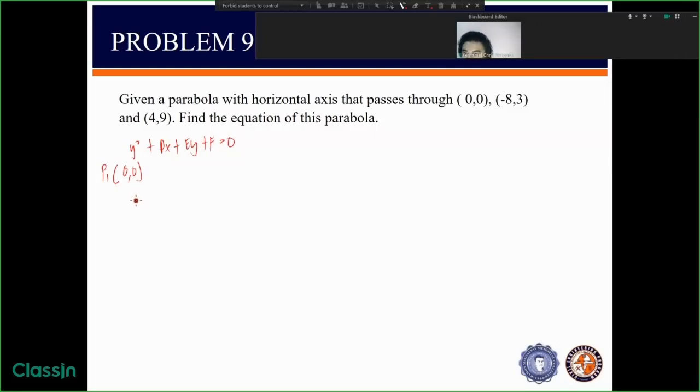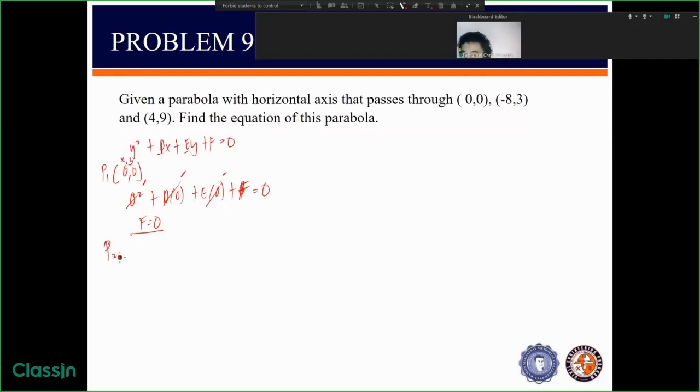So, we have 0 as x, and this is y. They are the same, 0. We have 0 squared plus d times 0 plus e times 0 plus f equal to 0. So, this is 0, 0, 0. Therefore, our f here, which is the constant of this equation, is equal to 0. So, we already got f. We are only missing d and e to form the general equation for this parabola.